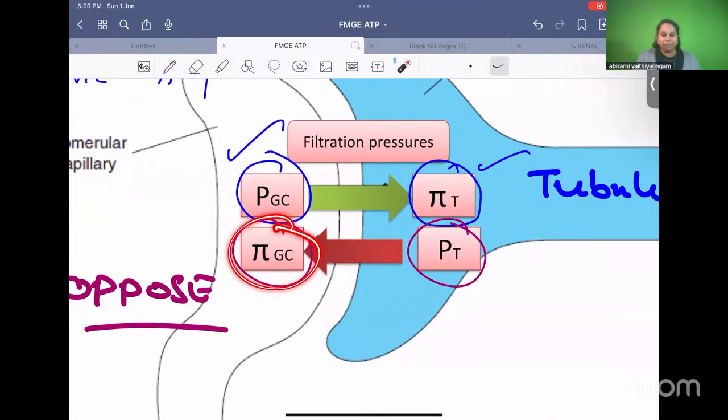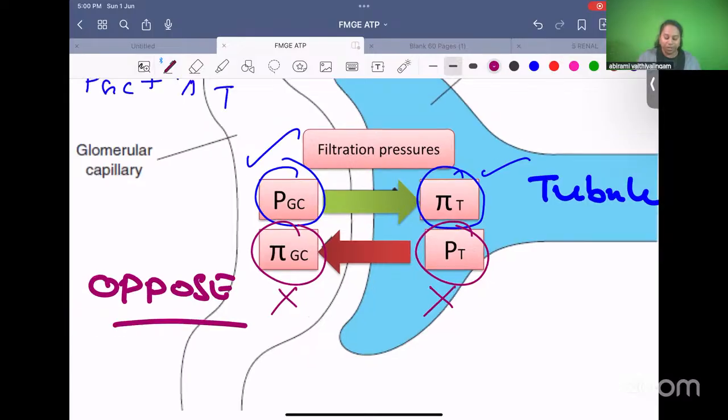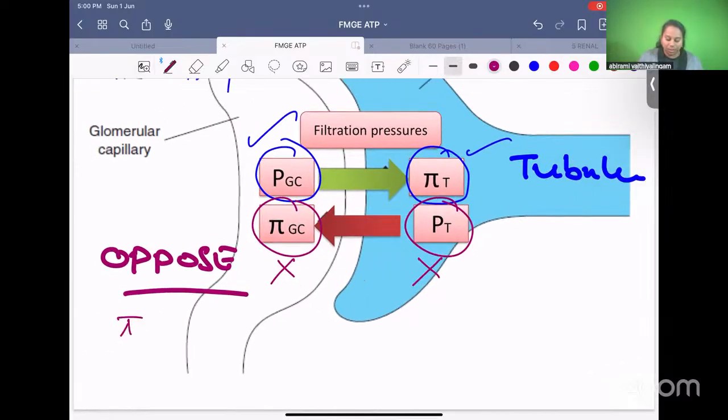Pi GC, this is oncotic pulling. It is pulling from the tubule into the glomerulus. Now it is going in the reverse direction, tubule into the glomerulus. So this is opposing. PT, hydrostatic in the tubule, pushing. But it will push from the tubule into the glomerulus. Again in the reverse direction. This is also opposing. So opposing forces are pi GC plus PT.